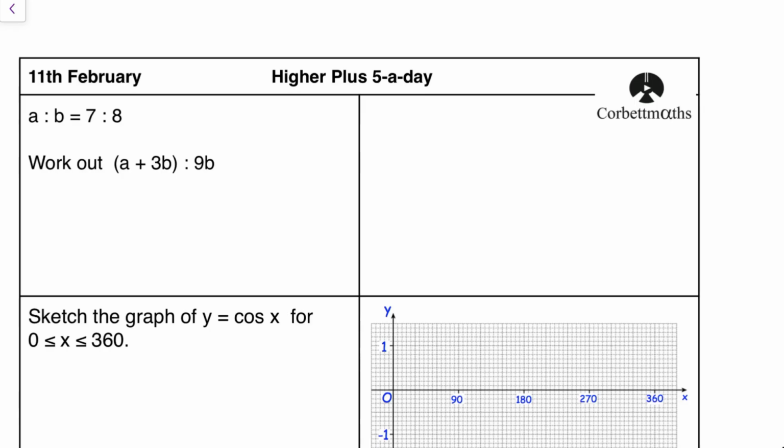Right. Oh, well, this is an interesting way of putting it, isn't it? So A to B is 7 to 8. Work out A plus 3B to 9B. Right. So I really like the way this is worded.